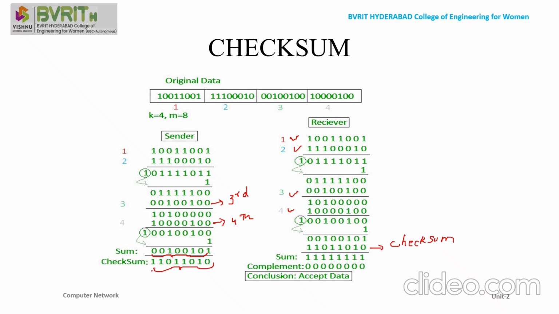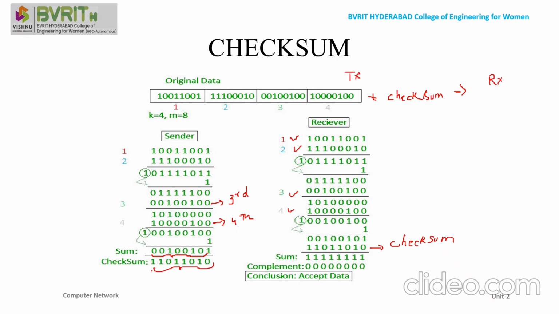So in checksum, along with the data units, we are also sending the checksum bits from transmitter to receiver. From the transmitter, we send the original data and checksum to the receiver. At the receiver, once again we add the checksum and check if the sum value is all ones. We complement it, and we get all zeros. Whenever we get all zeros, that indicates that there is no error. Otherwise, when we get non-zero complemented data, that indicates that there is an error.